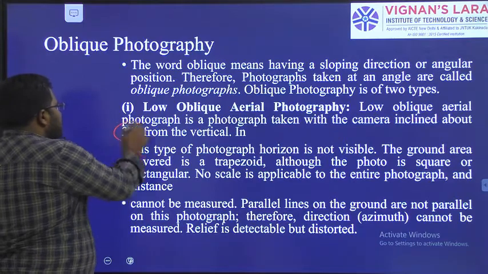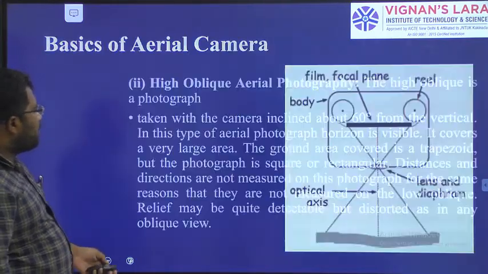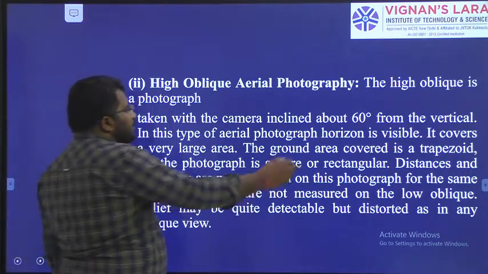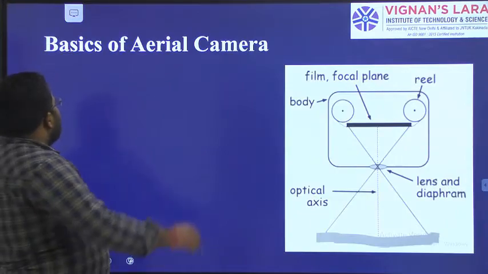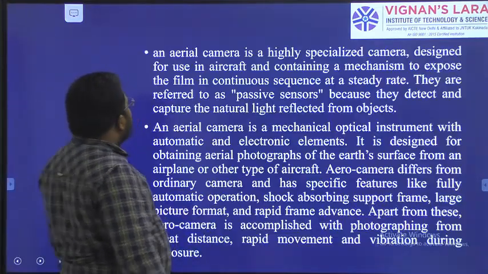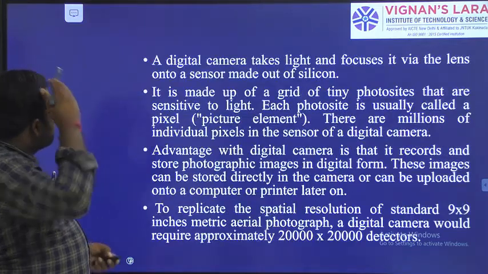So low oblique is inclined about 30 degrees, and it will look like this. High oblique photography is where we have an angle of 60. Instead of 30 in the last case, here we have 60. Then we have the basics of the aerial photo camera. It has so many things, so these things we are going to discuss now, right?